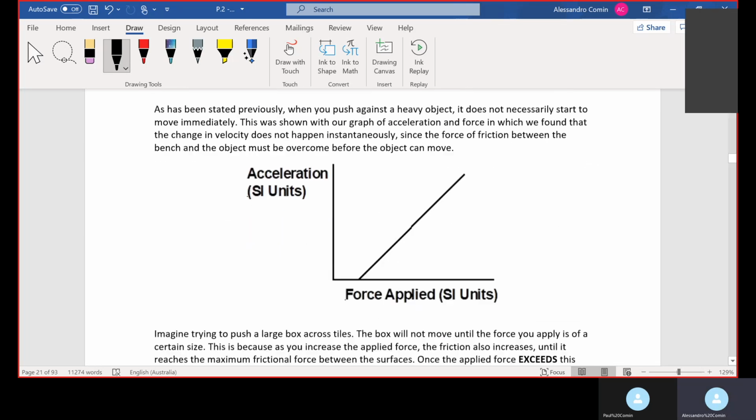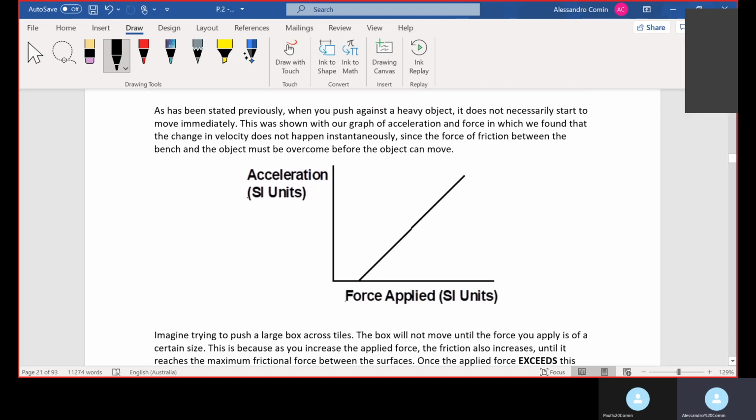So the reason why friction exists is because back in our acceleration force experiment, we realized that there's a certain amount of force that you must apply in order for an acceleration to occur. And as I said earlier, push on your desk. You'll realize that there has to be a certain force that you use in order for the desk to start moving. And one of the reasons why this is so is because friction must be overcome before the object can move.